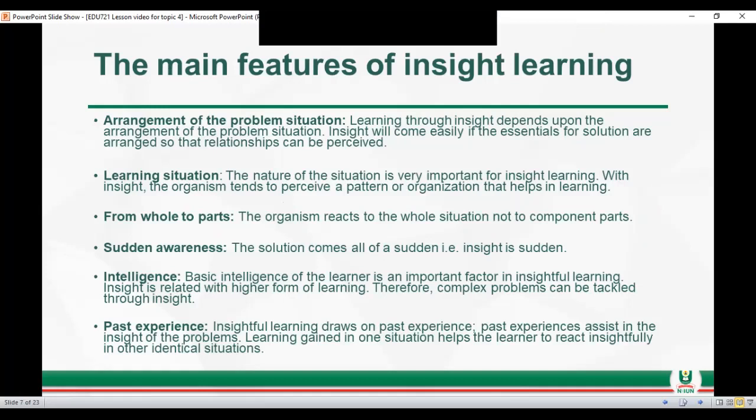So from this experiment, let's look at the main features of insight learning. Remember, we said Gestalt theory, or cognitive theory of learning, lays more emphasis on insight learning, on using the mental processes to solve problems. So let's look at the main features of insight learning. Let's use the experiment for illustrative purposes. Look at some of them, I've highlighted them.